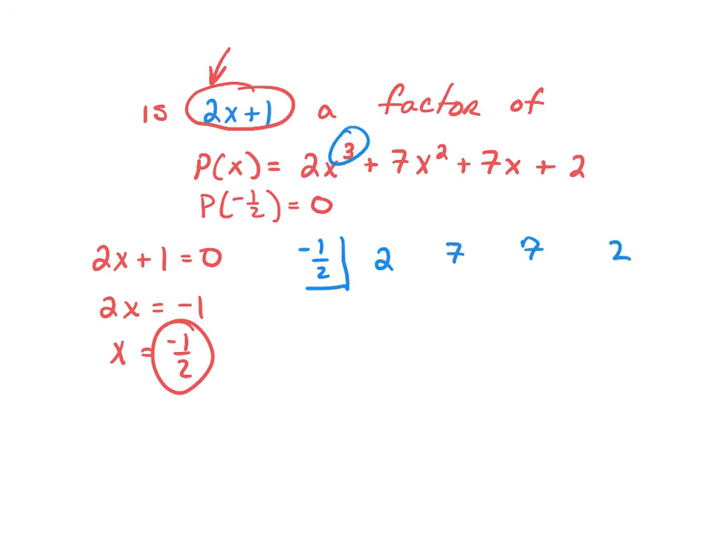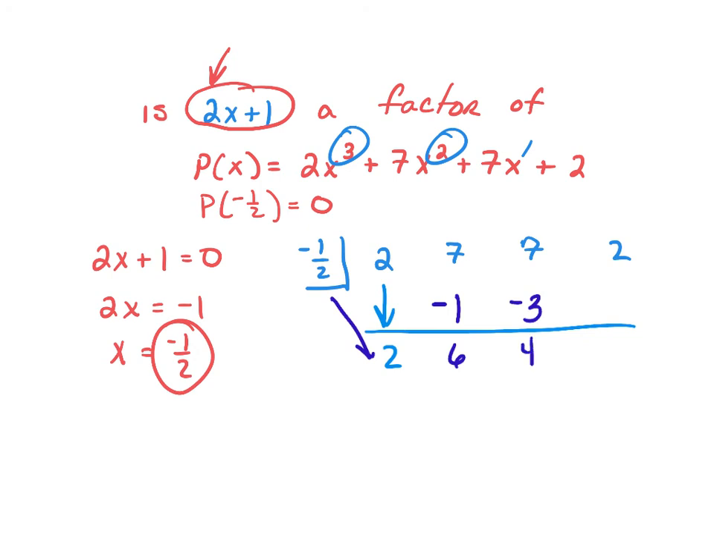See, I've got an x cubed term, squared term, x to the first. I don't have to put any fillers in here. I just carry out my division like normal. Bring down the 2. Let's do a little multiplying here. Half of 2 is 1, but it'll be negative 1, and I add. Half of 6 is 3, but it'll be negative 3, and I add. Half of 4 is 2, but it'll be negative 2. Hey, it came out to 0. That means 2x plus 1 is a factor.